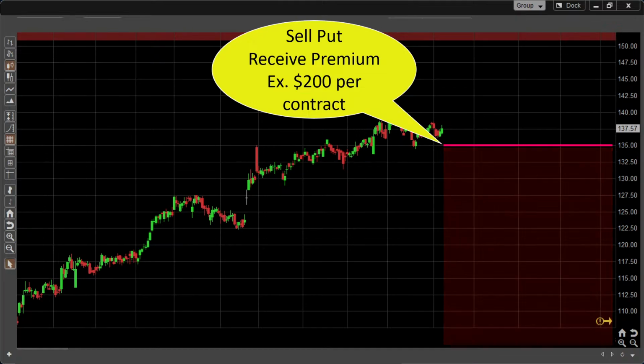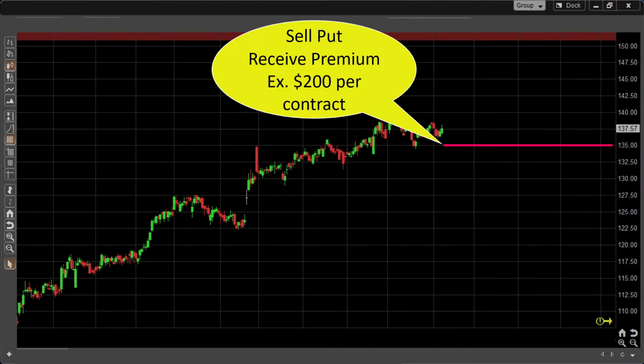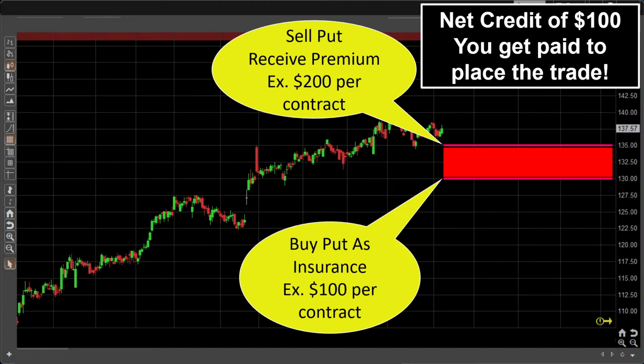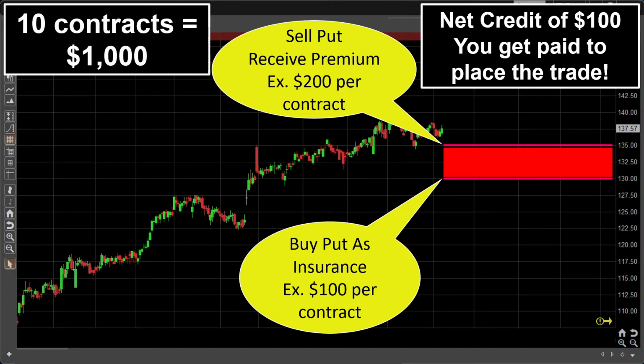So what we're going to do is use a built-in protection plan. You're going to buy a put a little bit lower as insurance. Buying that put has reduced your risk to that amount alone. That's it. That's all you can lose. Okay? Now that protection plan does cost something. To buy that protection, you're going to use a little bit, but not all of the money you receive from selling the put. So in this example, the insurance cost me $100. That's okay. When we sold the put, we received $200. We're going to use $100 of it to insure the trade. That means you're going to get paid $100 to place this trade. If you did it on 10 contracts, you're going to get paid $1,000.